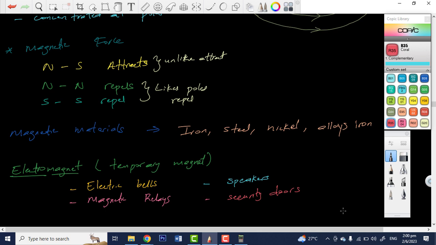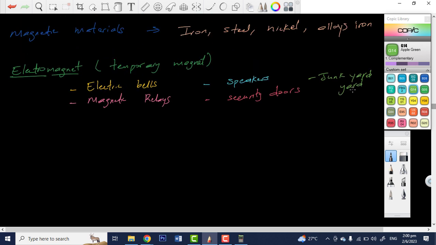Also, in terms of the junkyard crane, so I can say junkyard crane. They use it to pick up scraps of heavy metal like car parts and so on. So that's that.